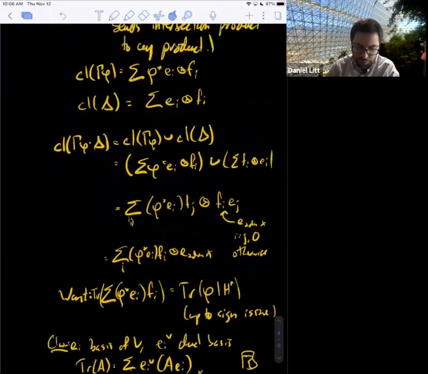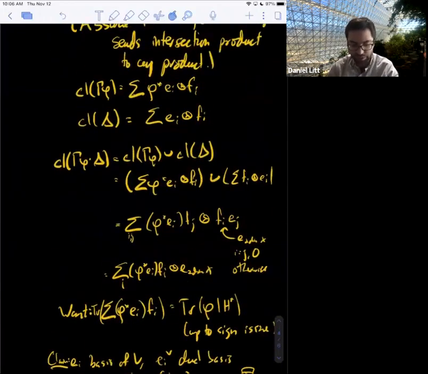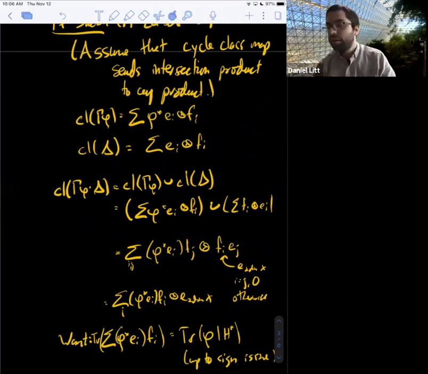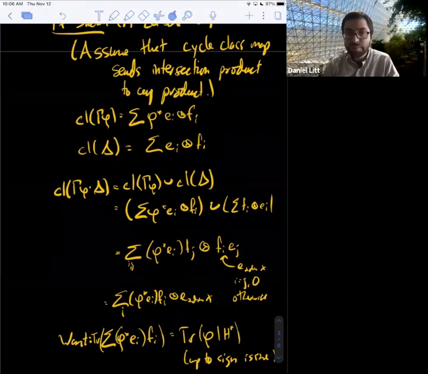So what you should take away from this is that it's almost formal, actually. It's sort of formal from the fact that the cycle class map sends intersection products to cup products, and from the computation of what these cycle classes are. So the Lefschetz fixed point formula is like, the deep part of it is this parenthetical. It's not the formula itself. Okay. Are there any questions about that?